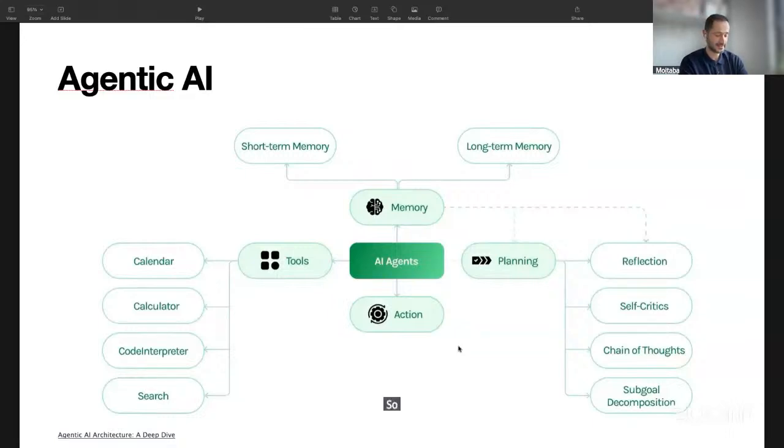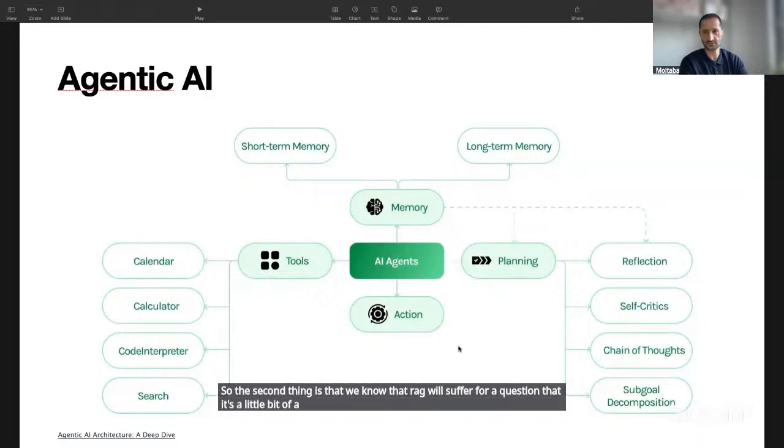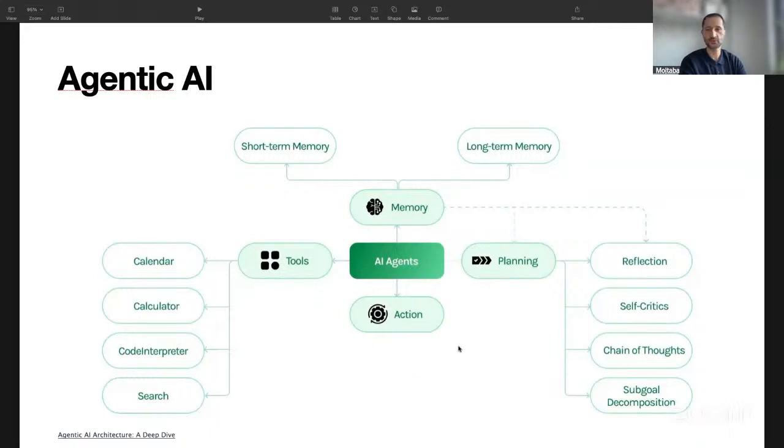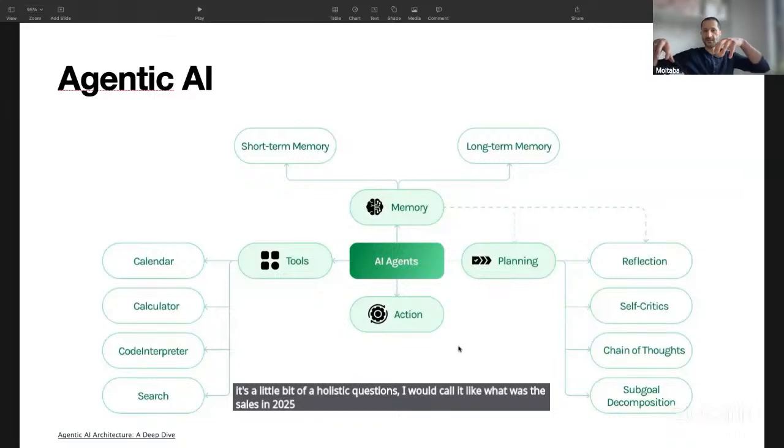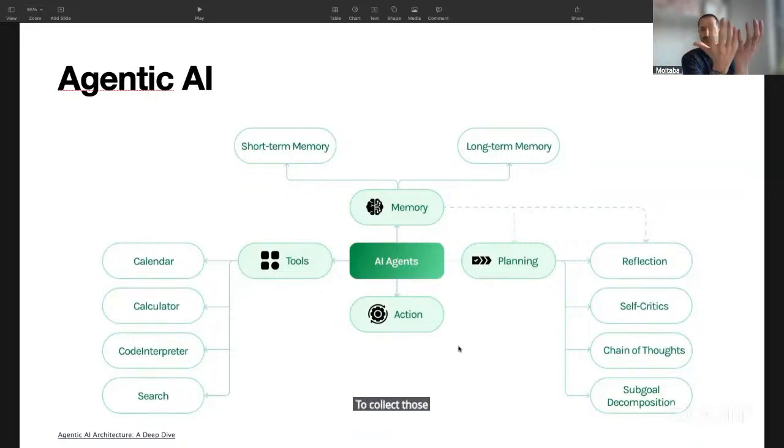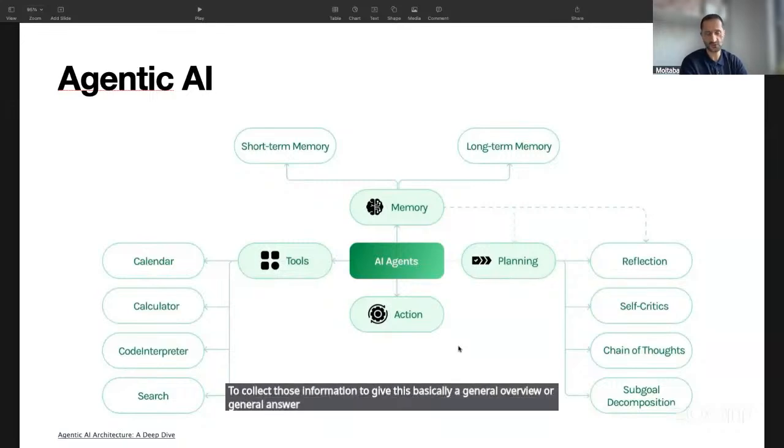The second thing is that we know that RAG will suffer with questions that are a little bit holistic, I would call them, like what were the sales in 2025? Meaning that you have to go through many different chunks or documents to collect that information to give a general overview or general answer. RAG suffers a little bit from that, but graph RAG will be able to put this information together and generate the answer.